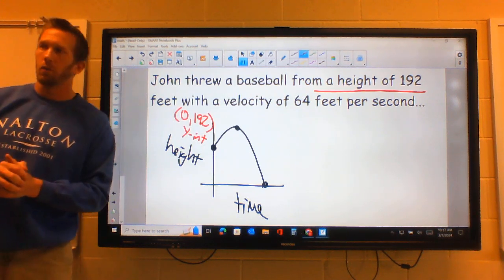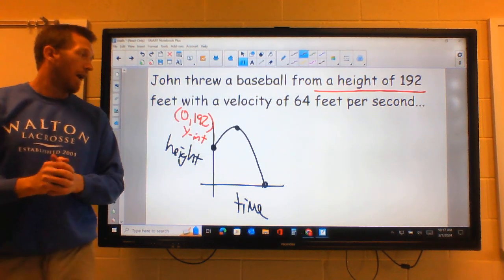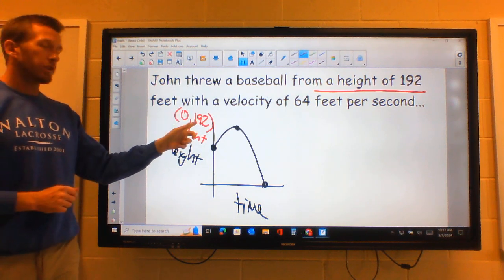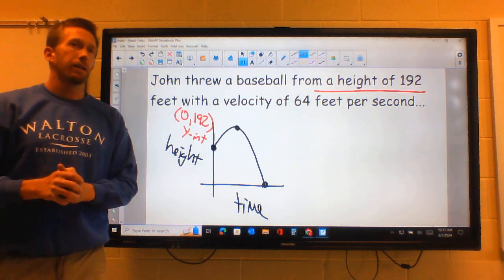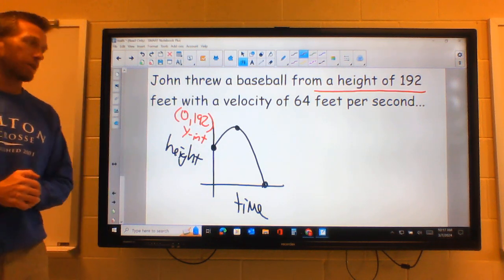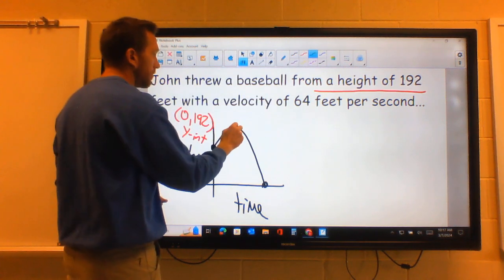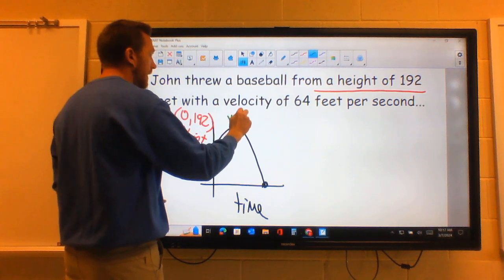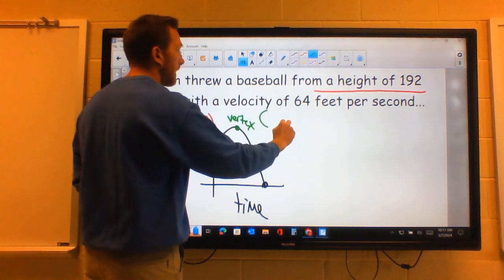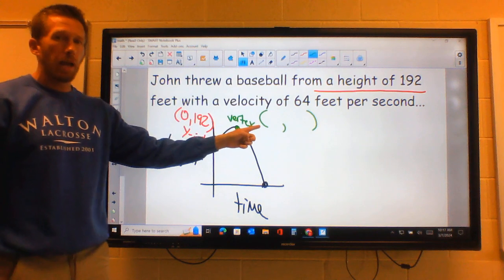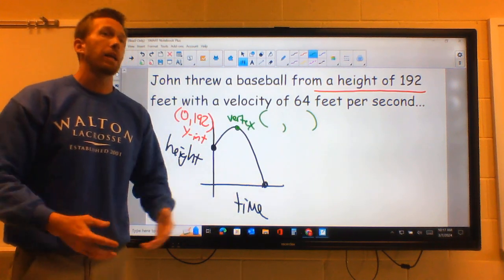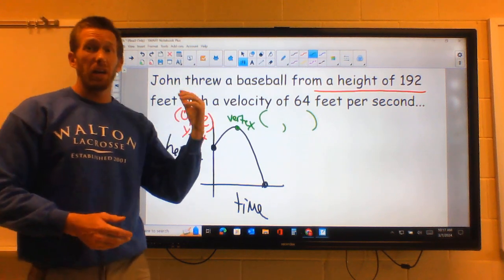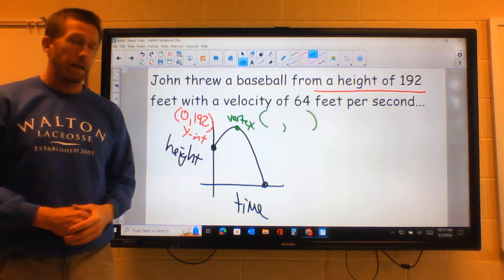Now essentially from this word problem, what you need to understand is at time 0, we start at a height of 192 feet, and that is our y-intercept. That's what that represents. Then we are going to get to our vertex. Now our vertex is going to be the amount of time it takes to reach our maximum height, and then what that height is specifically. So we're going to need an equation to find this. So we'll get to that in a second.